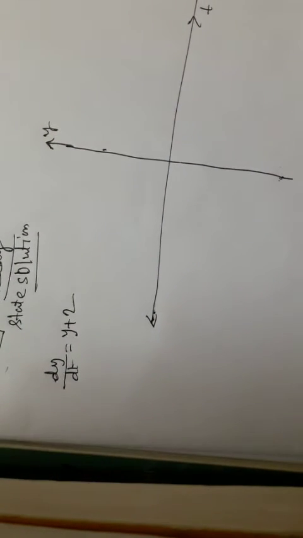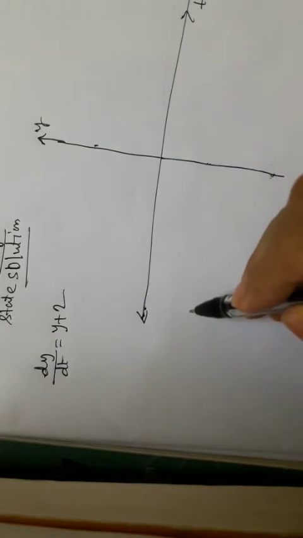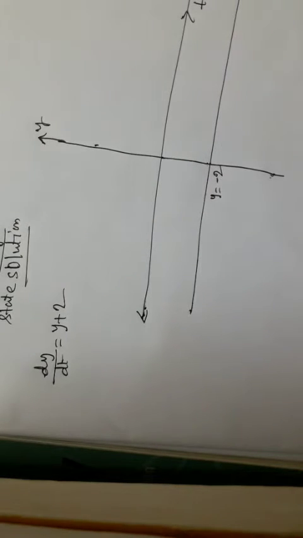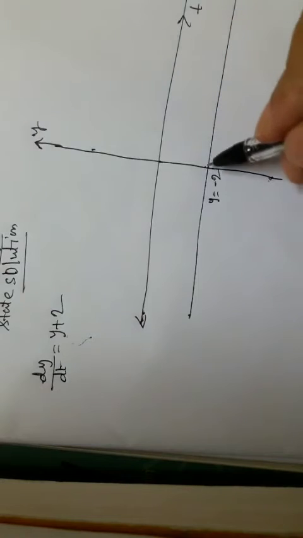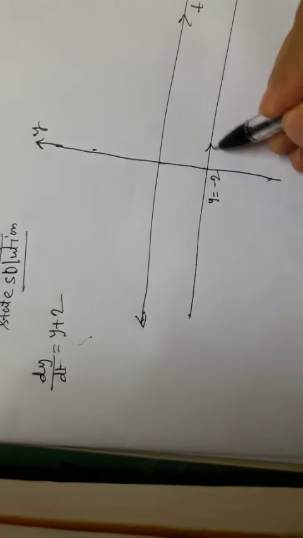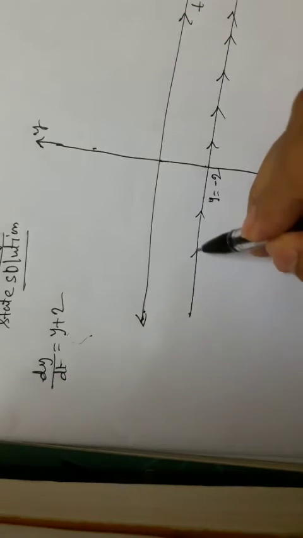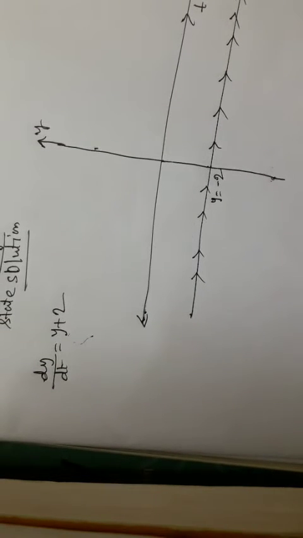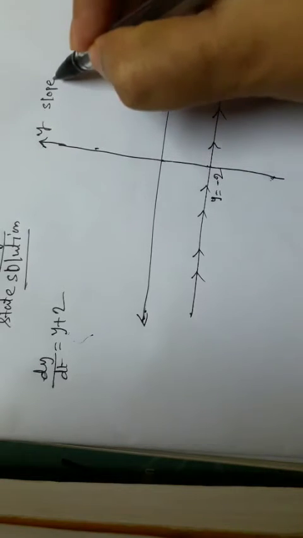So draw y is equal to minus 2. This line is y is equal to minus 2. If I put here y is equal to minus 2, then dy/dt is equal to 0, so slope is 0. This curve we are drawing is called the slope field.